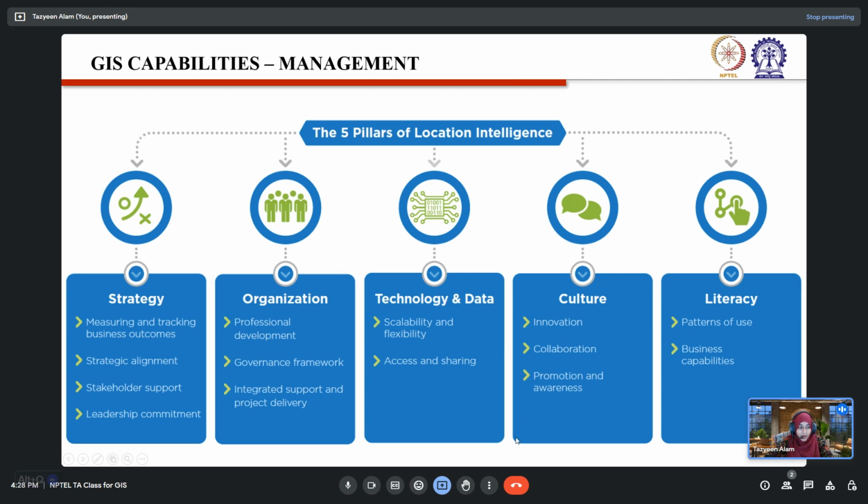Fourth is maintaining a culture. Every database will have a certain factor of innovation, so you need to maintain that. And last is your knowledge about your database. When you say literacy in this particular context, it is actually your knowledge about the database that you acquire. So all five pillars of location intelligence are important when you are managing your GIS capabilities.